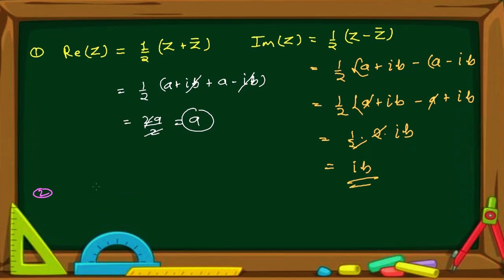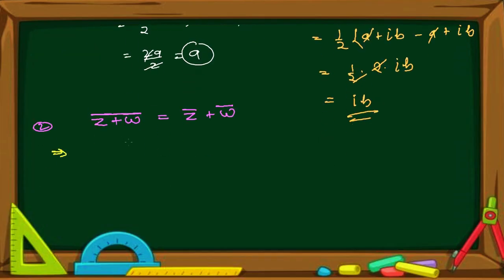And the next property is: if you add two complex numbers and then find the conjugate of that, then that is equal to the sum of the conjugates of those two numbers, all right? If you add two complex numbers and then find the conjugate of that, it is like finding the conjugate of each and adding them. All right, let me show you how it is. Let me give the proof of this.